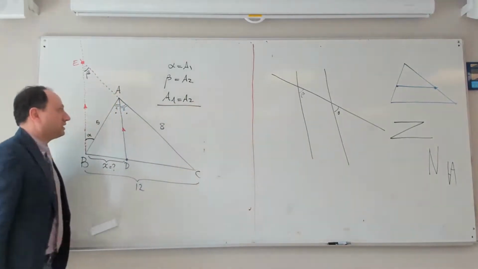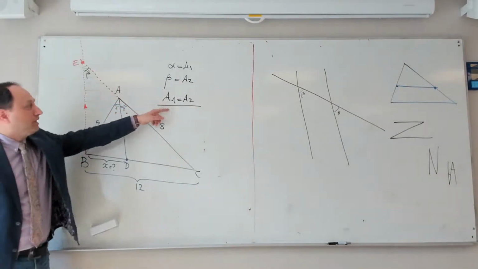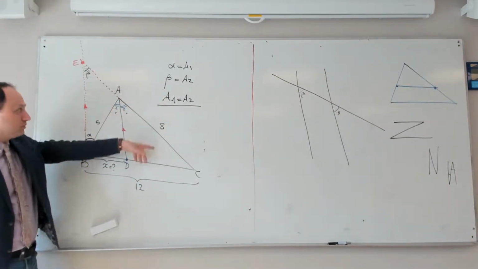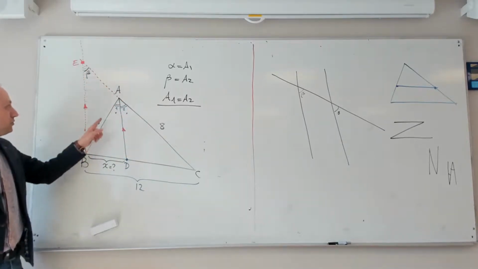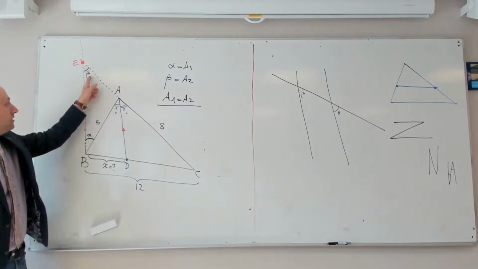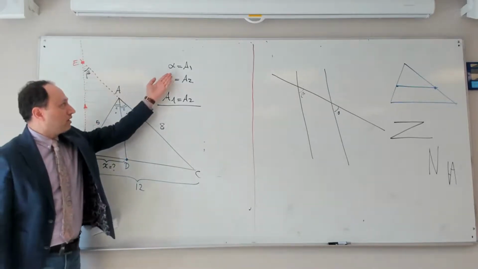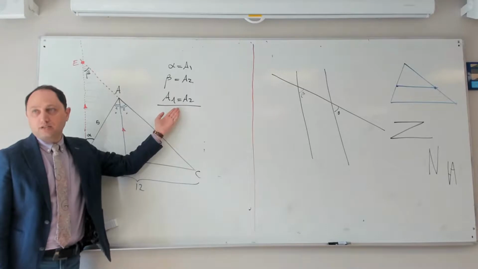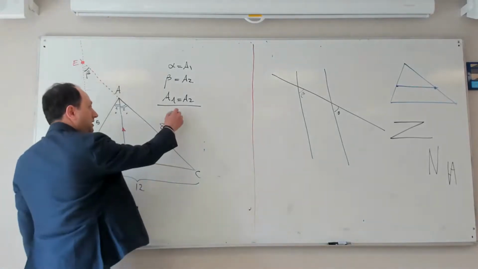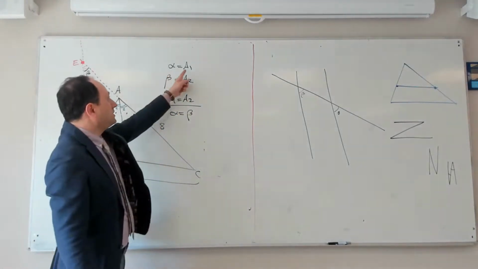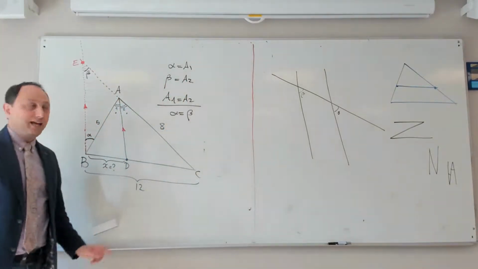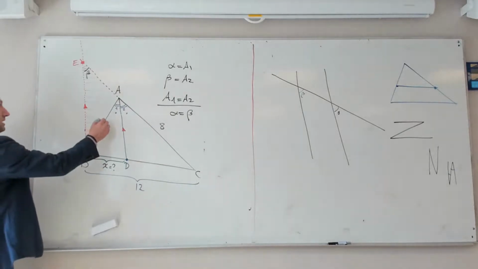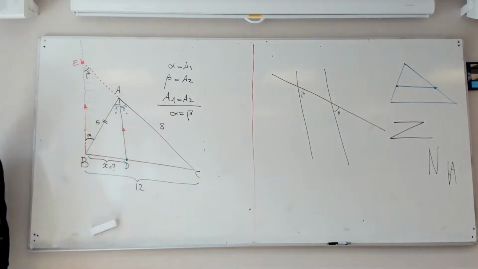Under these conditions, what can I conclude? I knew from the beginning A1 was equal to A2. By this way of construction, I realized alpha should be equal to A1, and beta should be equal to A2. What can I logically conclude from these three equalities? Alpha equals beta, yes? Because alpha is equal to this, beta is equal to this, these two are equal, so alpha is equal to beta. And if alpha is equal to beta, this means that this line is equal to this line.